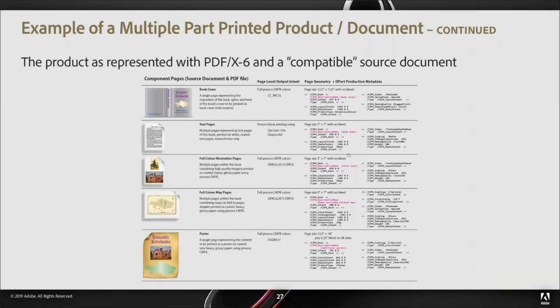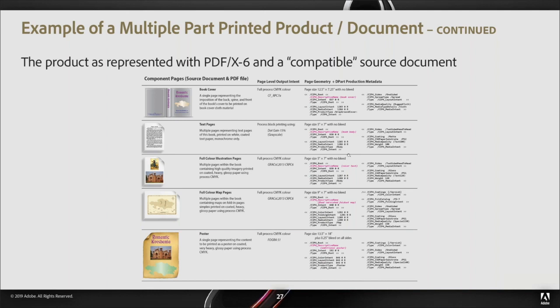The color pages, again, this is going to be two-sided printing like the text pages, but it's a different type of paper, has a different type of coating. It's a glossy coating. And the same thing is true for the other examples here.